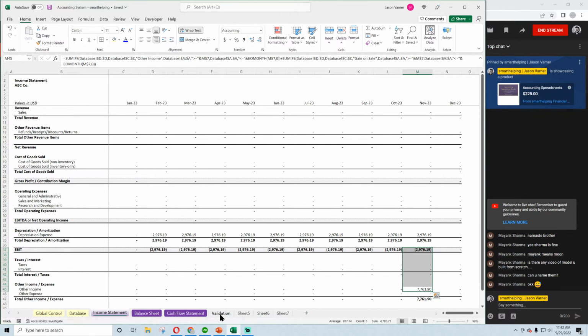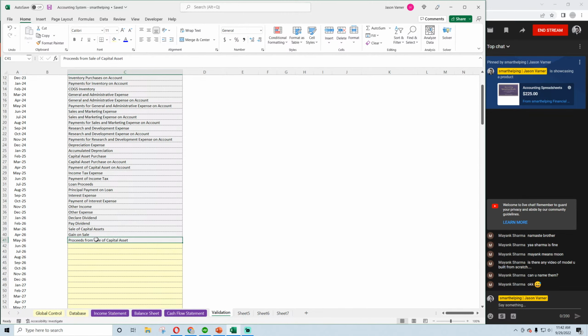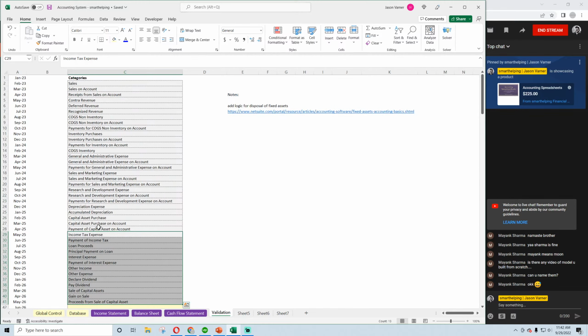Huge day today. So what we got done, like you just saw, the sale of the capital assets. We also did dividends, declare dividend, pay dividend. We did other income, other expense. We did loan proceeds, principal payment, interest expense, payment for interest, and income tax as well. So all of this was done today. Oh, and we did deferred revenue, recognized revenue. So huge day, very productive. This sheet's getting better and better.